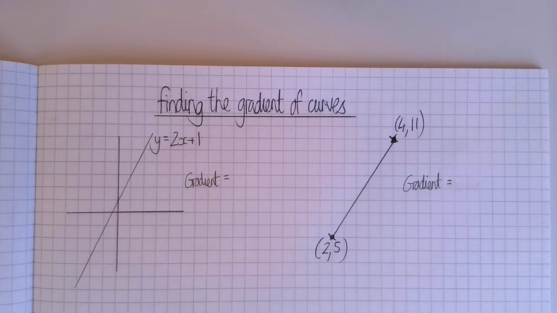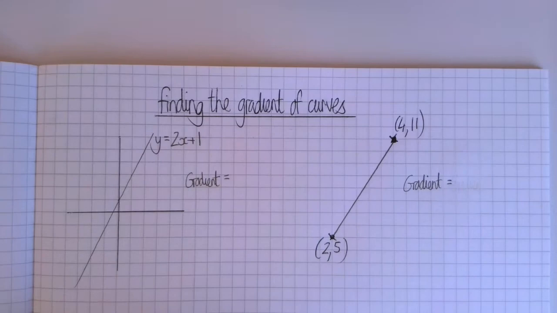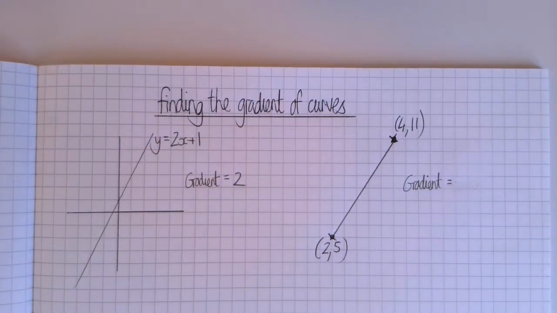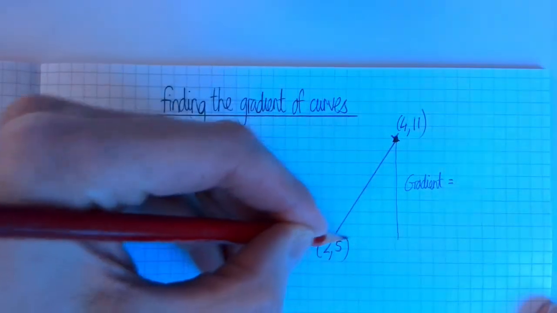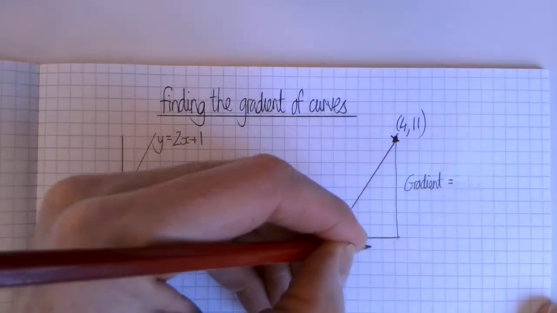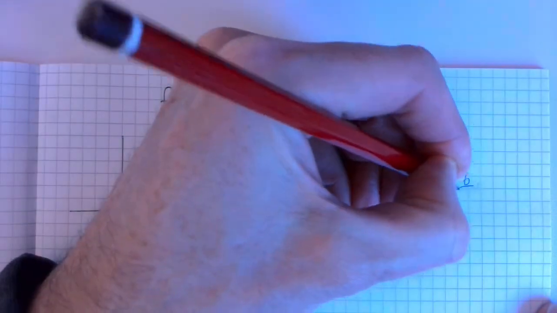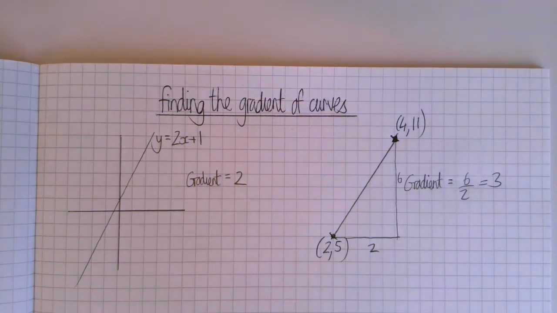I can easily work out the gradient of straight lines. If I know the equation of a line, then it's easy. The gradient's just the coefficient of x. And if I know 2 points, well, we've got my good old bishop method. So how far is it in this direction? How far is it in that direction? Easy peasy.